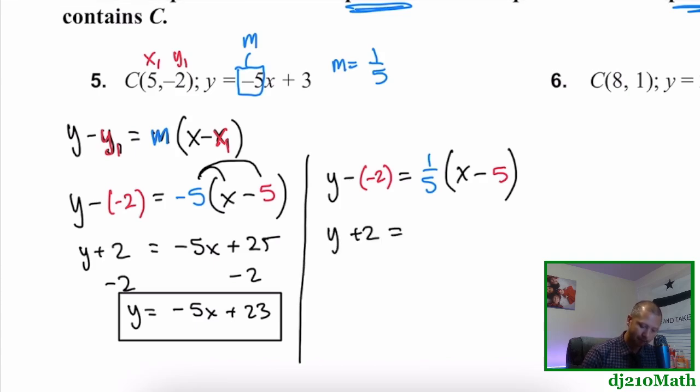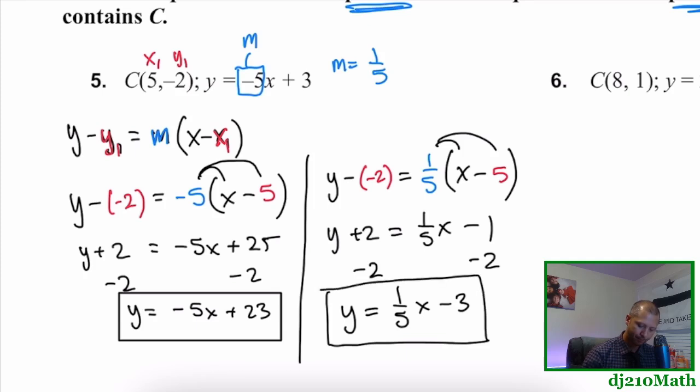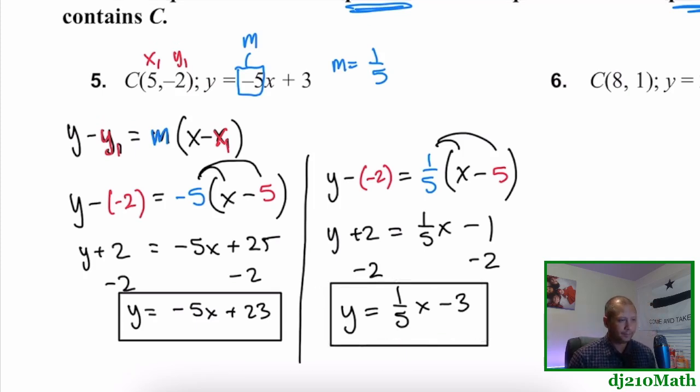All right, simplifying this, we're going to get y plus 2, distribute 1/5 x minus 1/5 times 5 is just 1. So minus 2, final answer, y is equal to 1/5 x minus 3. So the big takeaway here is point slope formula, because we have a point and we have a known slope, and then same slope for parallel, and then opposite reciprocal slope for perpendicular.